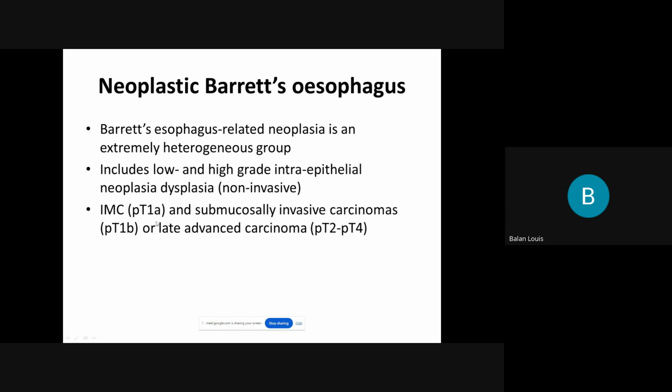Whereas once it crosses the basement membrane, if it crosses into the submucosa, they are considered to be invasive carcinomas. So till the submucosal level, they will be considered to be intramucosal carcinoma, that is IMC. And in late stage, it can be either a T2 or a T4 stage, depending upon how much invasion is there.